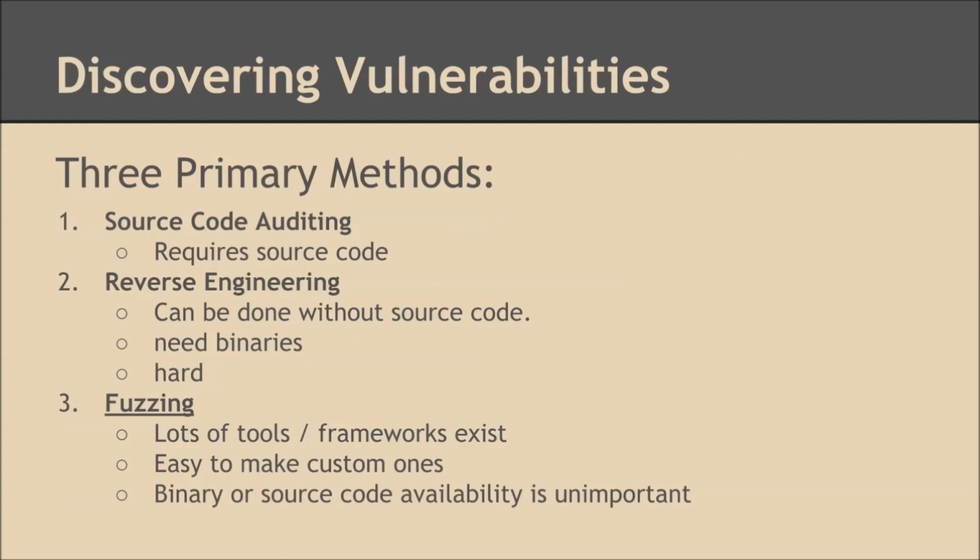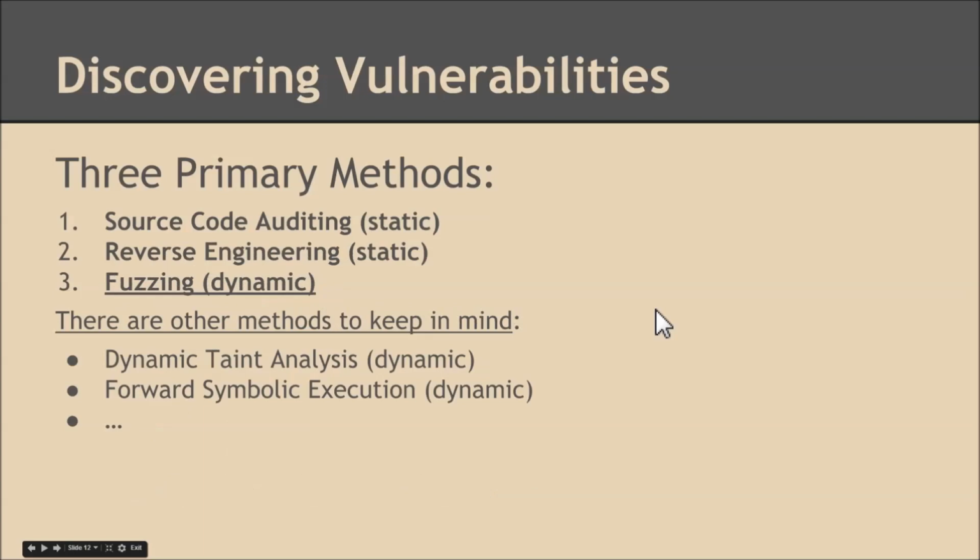So, we've covered two ways to discover vulnerabilities in this class so far, and we're going to dive right into fuzzing. There are lots of tools to do it, lots of frameworks that you can spin to write your own tools. It's really easy to make custom ones, and whether or not you have source code is unimportant. But you do have to have access to the binary. So that last point, I guess, is incorrect. It is also a bit easier than source code auditing and reverse engineering. There are other methods to keep in mind, such as dynamic taint analysis and forward symbolic execution. Though we won't really cover these in depth and we won't test on these in this class, they are dynamic methods for finding vulnerabilities as opposed to static analysis for source code auditing and reverse engineering.